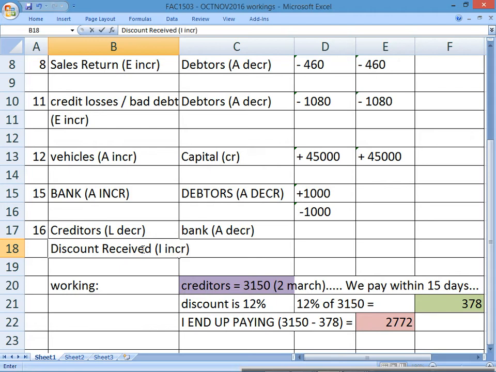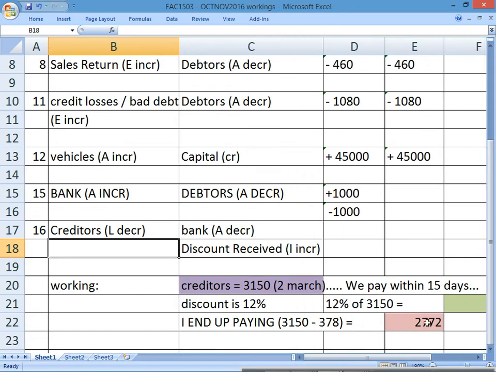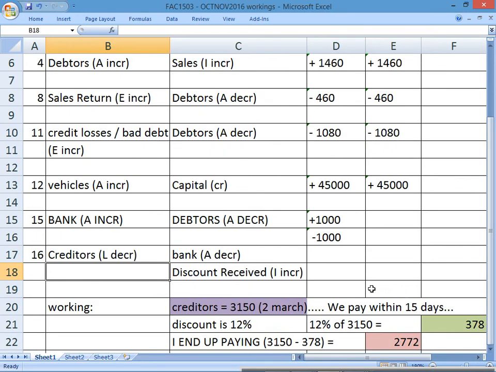increase. Wrong side, sorry, before you write that. Okay, income accounts increase where? On the credit side. Okay, so now we can record. Bank is an asset, it's going to decrease, so minus 2772.